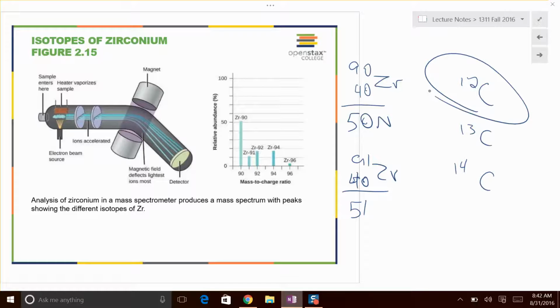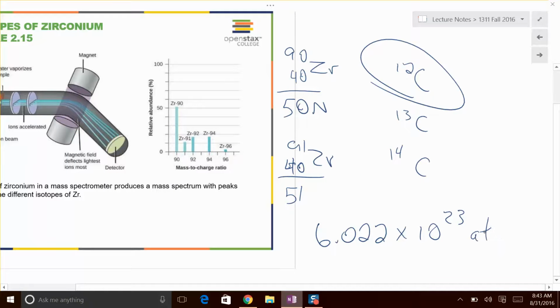So I weigh carbon to 12.011 grams, and I know exactly how many carbon atoms I have. If I weigh it to 12 or 13, I don't. Okay? Well, I could figure that out, but it would be in relation to this, 12.011. All right? If I have 12.011 grams of carbon, I have exactly 6.022 times 10 to the 23rd atoms of carbon.